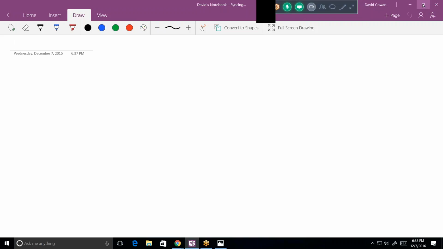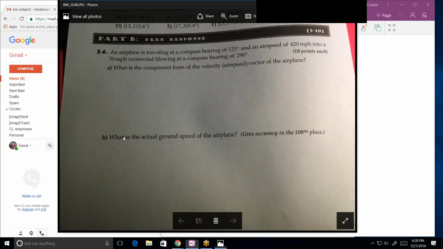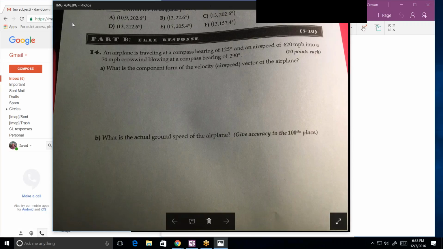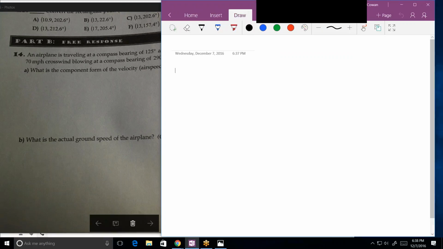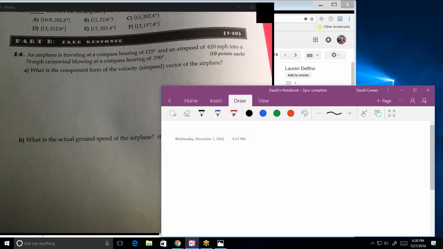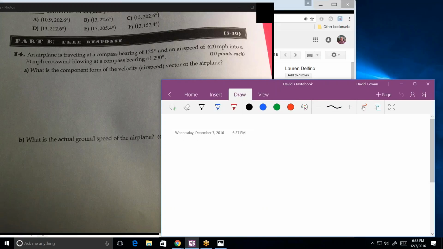All right. So let's see if we can figure this out here. First thing to do is to try to draw the picture. Okay, an airplane is traveling at a compass bearing of 125 degrees. Now, what does that mean? Do you know precisely?